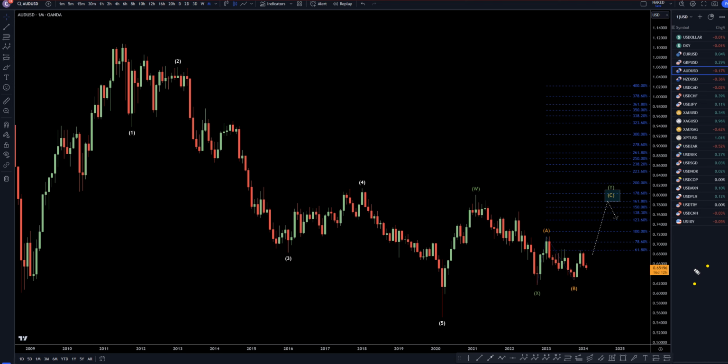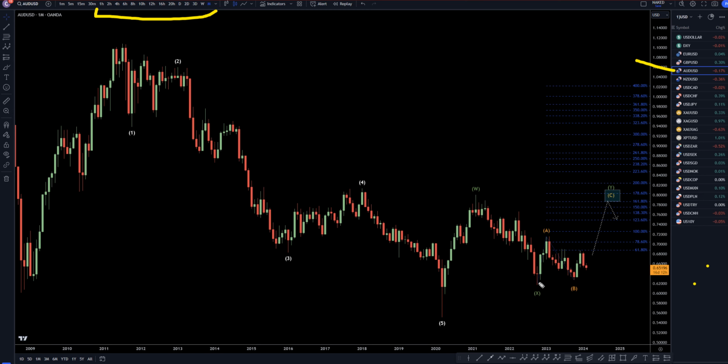Today is Tuesday, February 13th, and I'm going to be analyzing the Aussie US dollar, starting on the monthly, working my way down to the 1 hour time frame for the full top-down analysis. We do have CPI inflation data coming out today for the US dollar. Definitely going to have a big effect on all the dollar pairs.